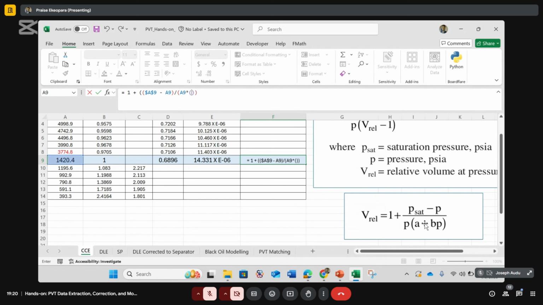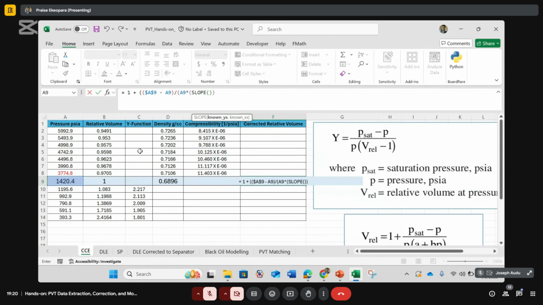So for this slope, I'll go ahead and use the function in Excel, slope, to calculate the slope for me. Remember, what I'm plotting will be my y function against my pressure. However, if you observe, I don't have y function at the saturation point. So I'm just going to extend this to 10 so that I won't be having any error.